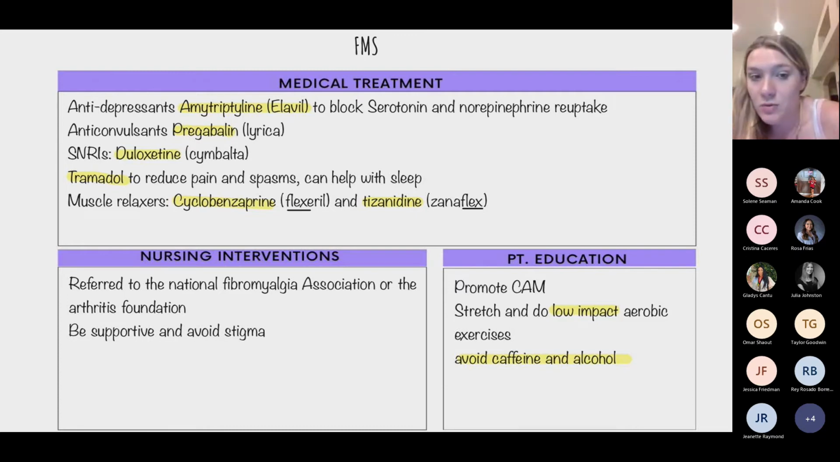So what do we do for these patients? We're going to promote good old CAM we learn about in patient-centered care, complementary and alternative medicine: yoga, stretching, essential oils. Anything that helps them, we're going to promote it because it's chronic pain. Low impact aerobic exercises and stretching are really good, and we want to avoid stressors, specifically alcohol and caffeine.